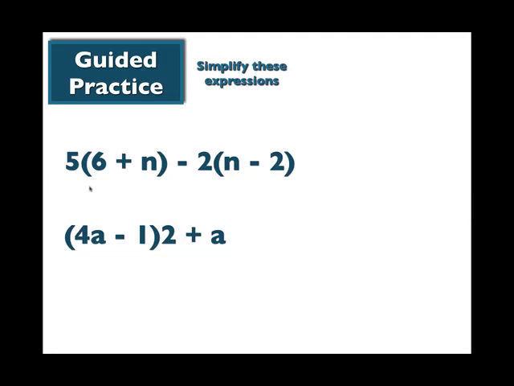The next one, we're going to multiply 2 times 4a. That gives us 8a minus 2. But we're going to add a to that. So it's going to be 9a minus 2.